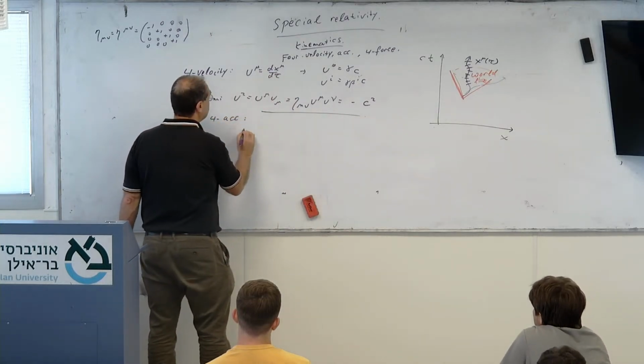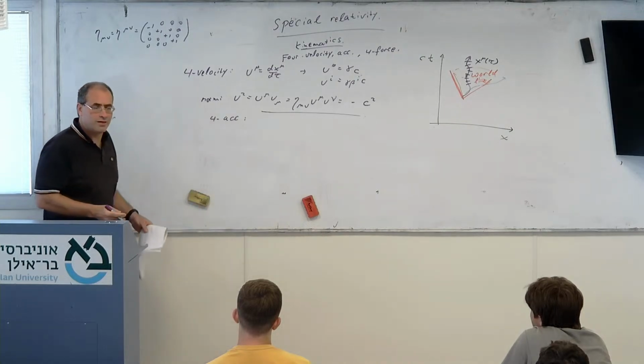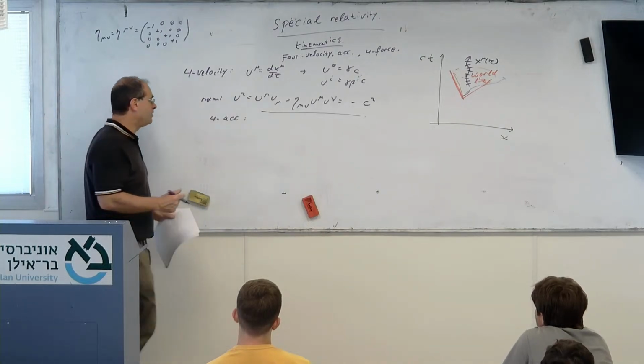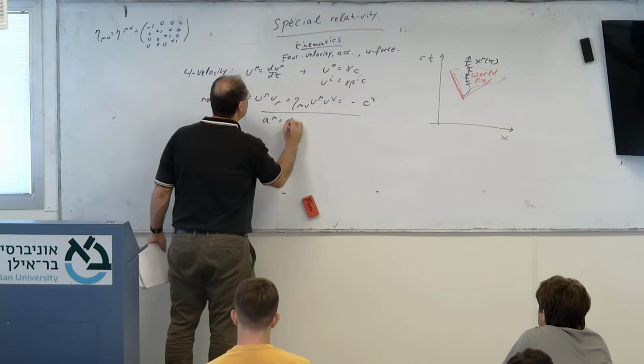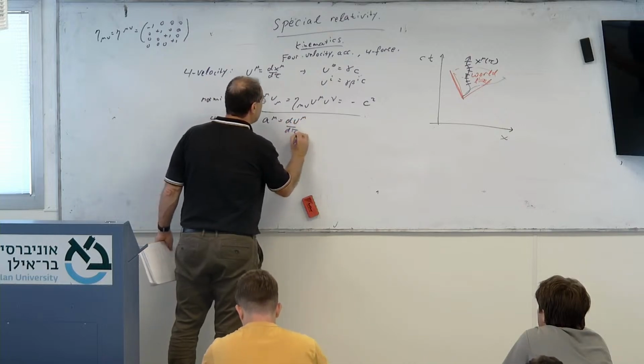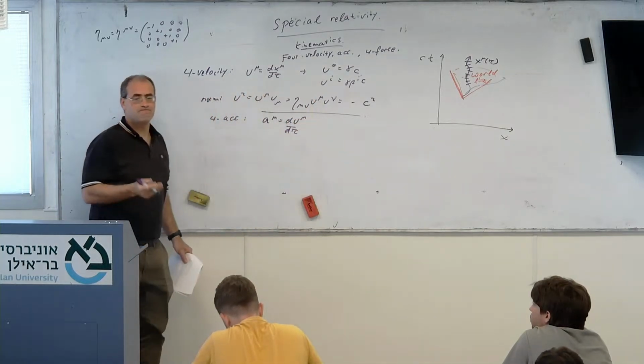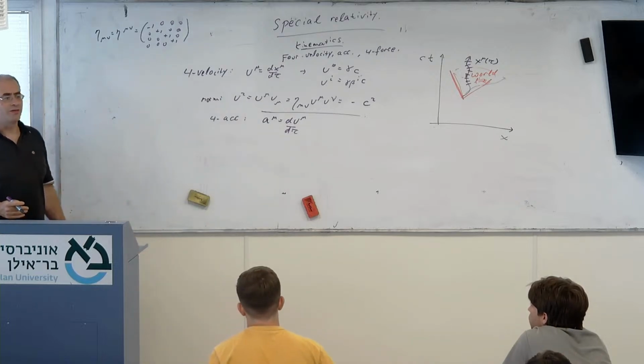The second derivative of x mu. The only thing we can do, basically. There's nothing else we can do. So a mu is d u mu over d tau. That's a nice thing. Once you get that, you're very restricted. There's nothing else you can do.